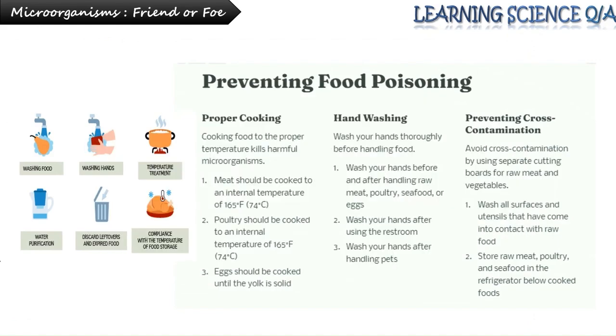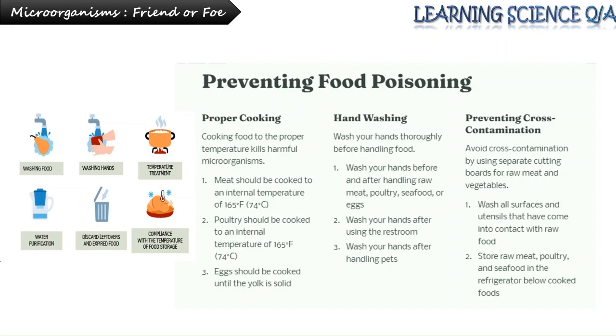There are certain ways of preventing food poisoning, like washing hands properly, washing the food that is to be consumed. Temperature treatment can be there. Only purified water should be taken. Also, the leftover or the expired food must be discarded. And compliance with the temperature for food storage. That means not every item needs low temperature storage. We have certain items that can be stored at room temperature, as well as certain items that need temperature compliance. So these are some general ways of preventing food poisoning. So let's see them one by one.